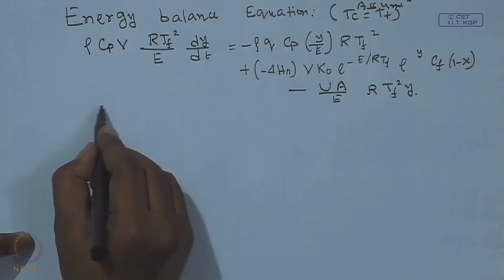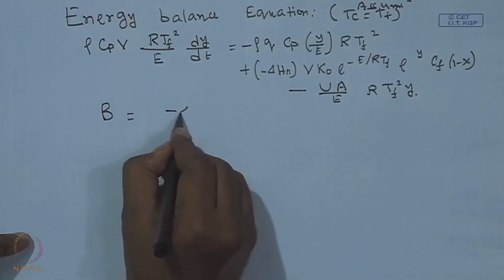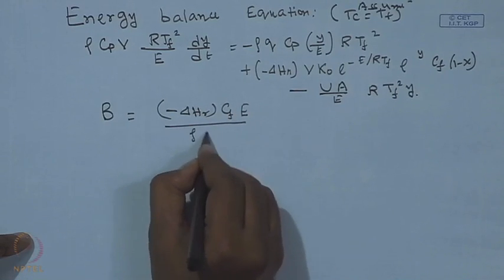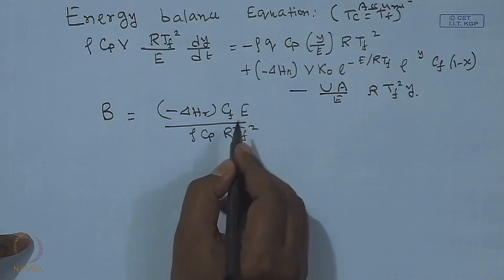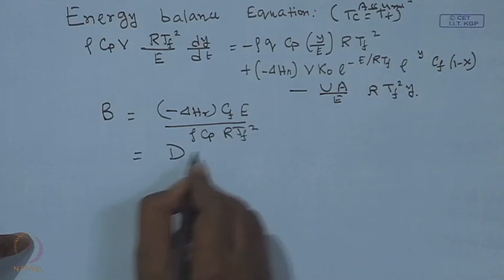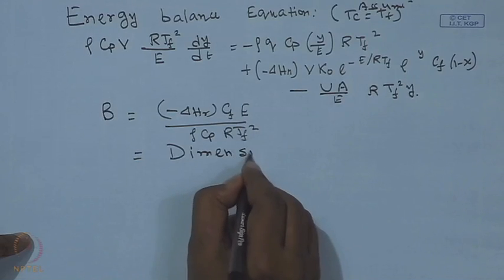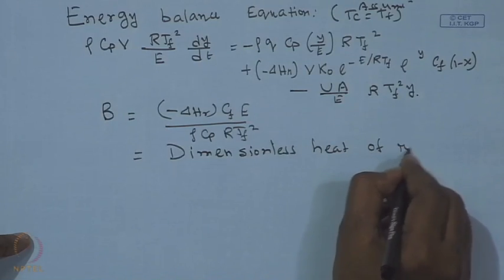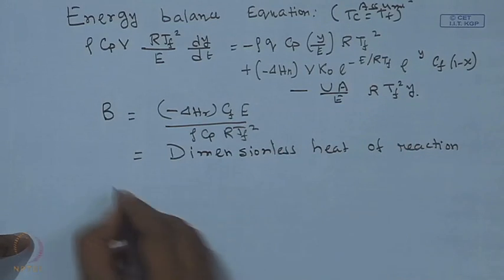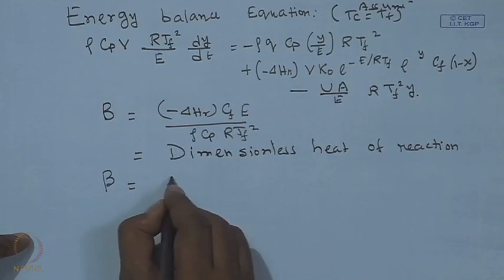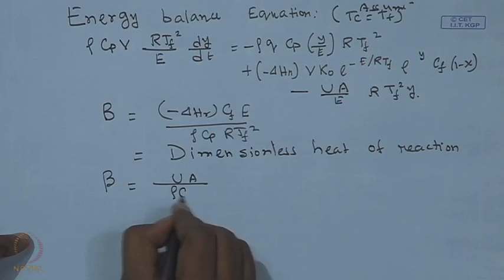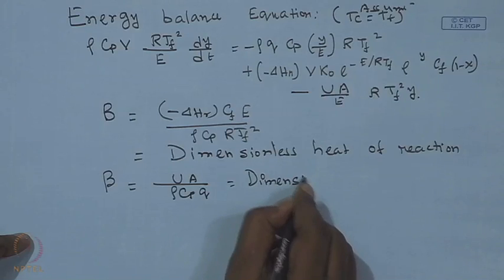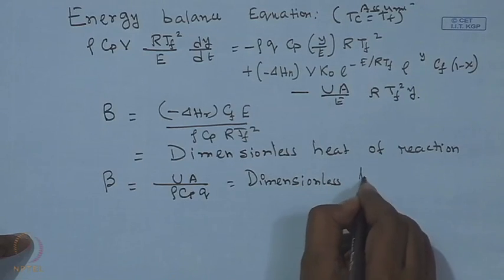So, again we define some of the non-dimensional parameters. B is minus delta H r C f times E divided by rho C p R T f square. This is known as the dimensionless heat of reaction, and we have another non-dimensional parameter beta, that is U a over rho C p times Q, and again this is the dimensionless heat transfer coefficient.